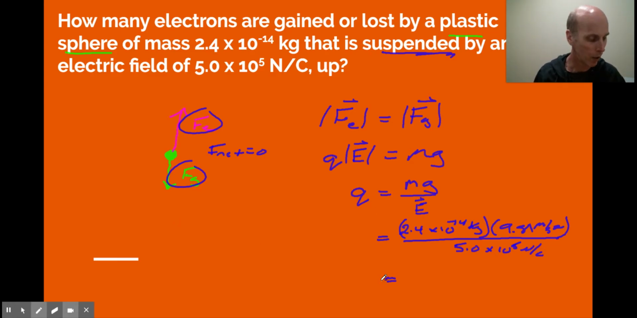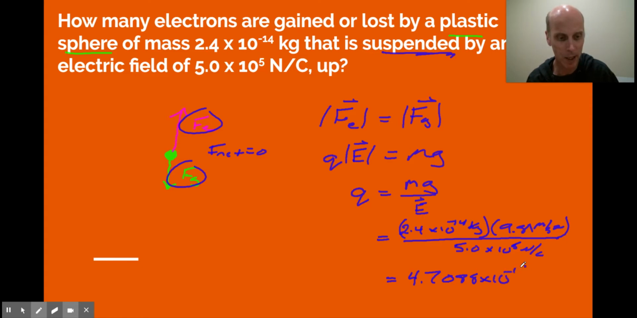Now I get an answer of 4.7. I'll write it out here. It's 4.7088 times 10 to the minus 19 coulombs worth of charge.